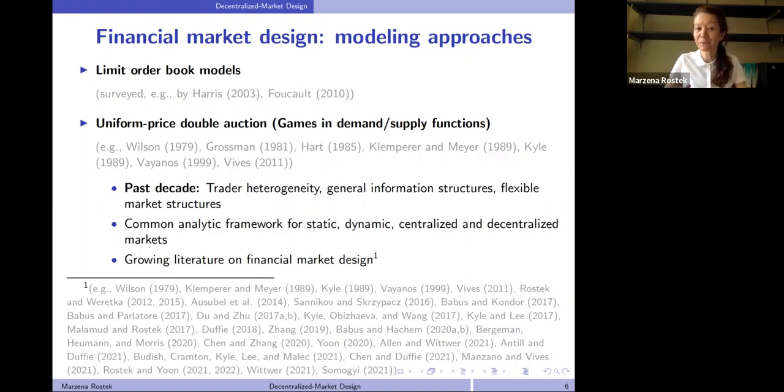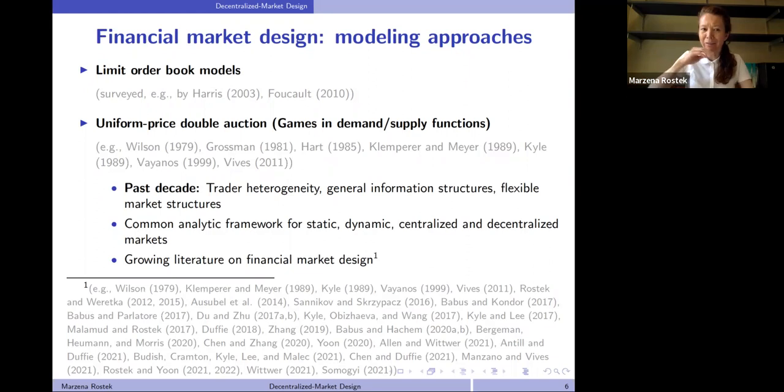Now, even in the quadratic setting, advances such as incorporating trader heterogeneity, allowing for flexible market structures and general information structures have occurred only in the past decade. Okay. Nonetheless, these advances have led to a common analytic framework for static, dynamic, centralized and decentralized markets, which one can further expand by incorporating the relevant details of market design or market structure.